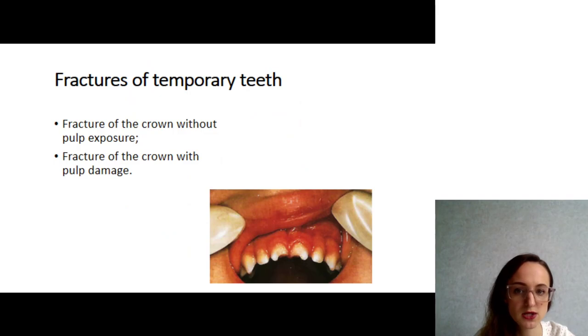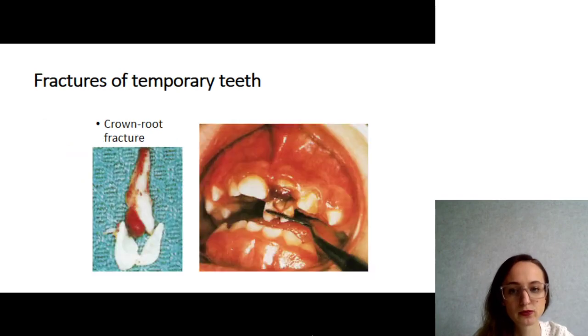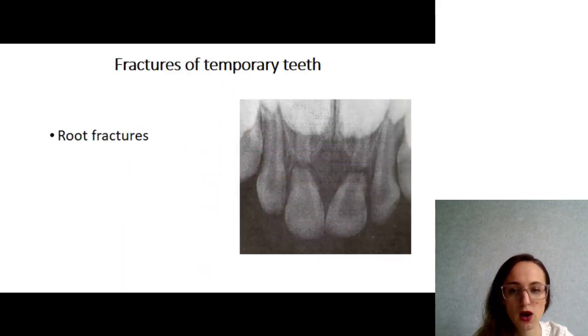Fractures of temporary teeth, so without pulp exposure and with pulp damage. Crown-root fracture. Fractures of temporary teeth, look please. Two parts of the root.